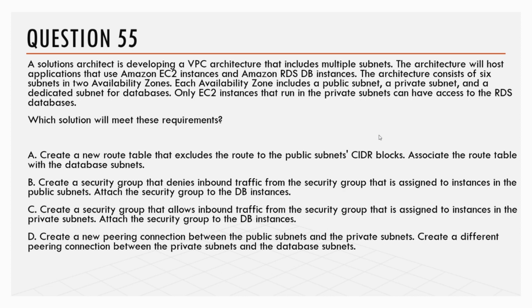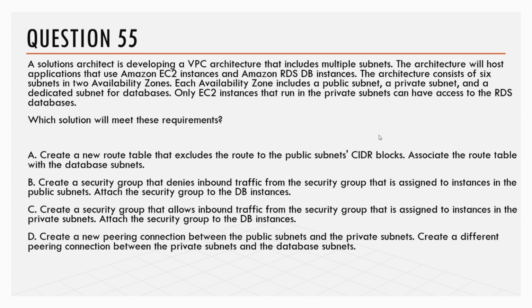A solutions architect is developing a VPC architecture that includes multiple subnets. The architecture will host applications that use Amazon EC2 instances and Amazon RDS DB instances. The architecture consists of six subnets in two availability zones. Each availability zone includes a public subnet, a private subnet, and a dedicated subnet for databases. Only EC2 instances that run in the private subnets can have access to the RDS databases. Which solution will meet these requirements?